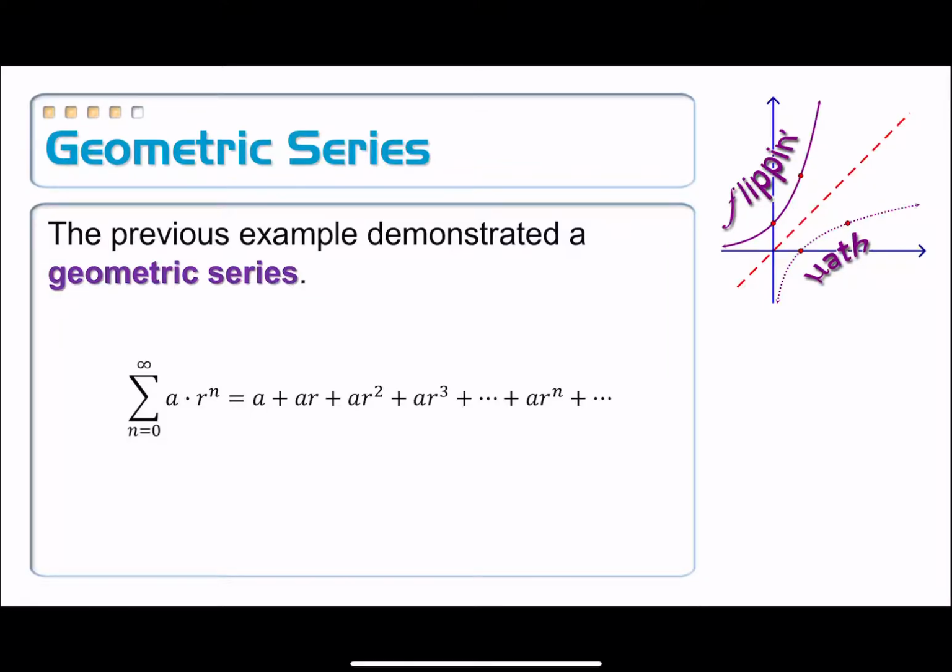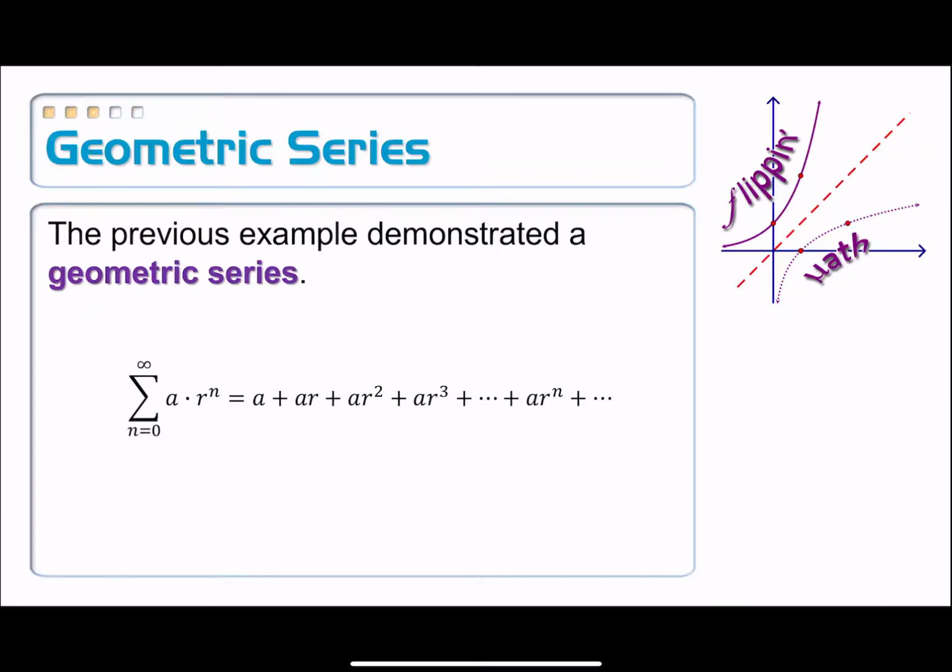Okay, so we saw an example using Zeno's paradox of something called a geometric series. So let's formally define what that thing is. A geometric series is of this form: you've got the summation from n equals 0 to infinity of a times r to the n.